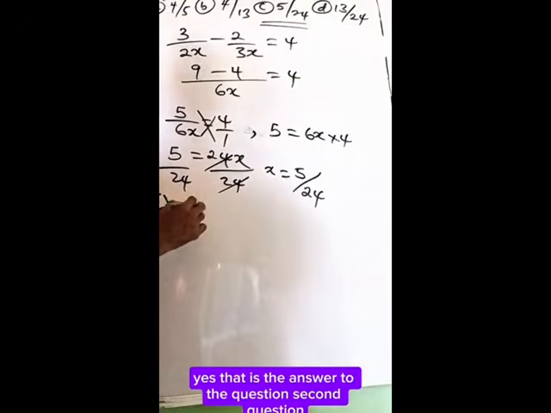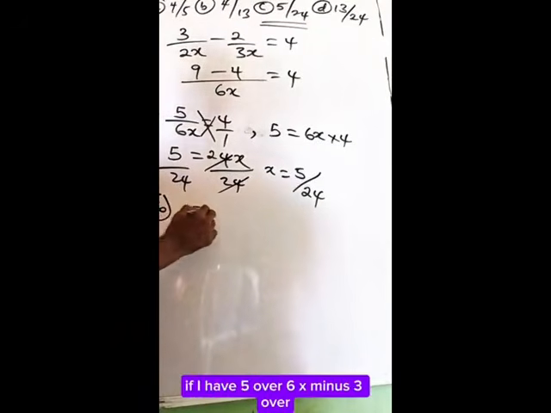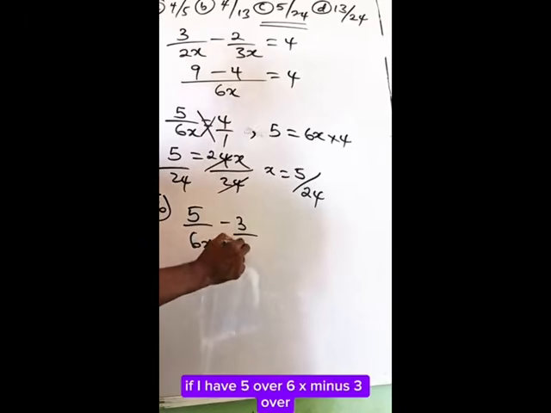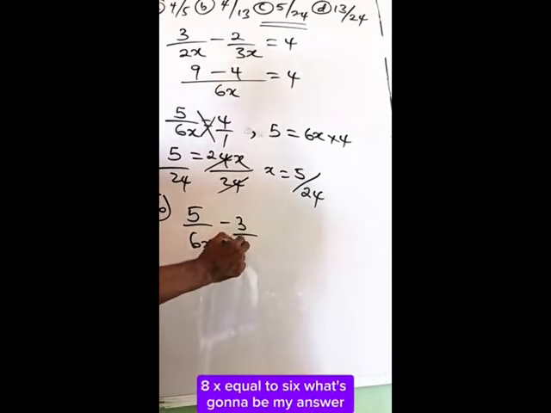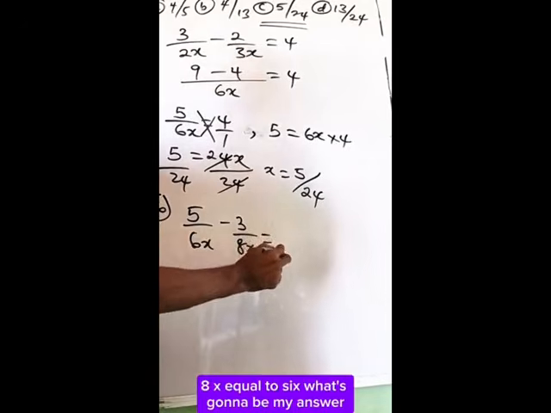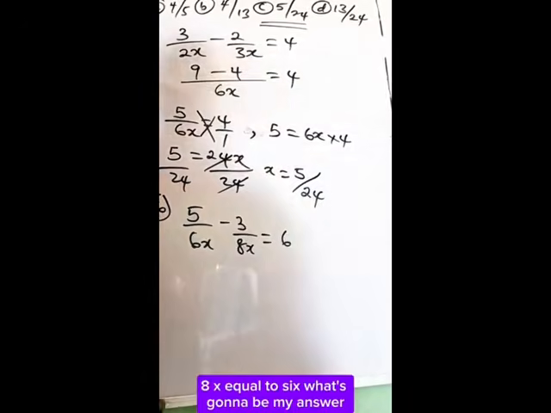Second question, if I have 5 over 6x minus 3 over 8x equal to 6. What's going to be my answer?